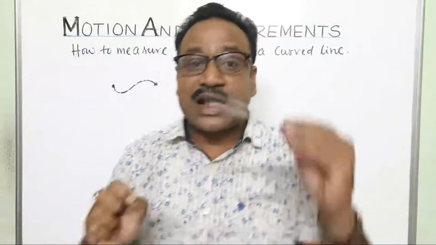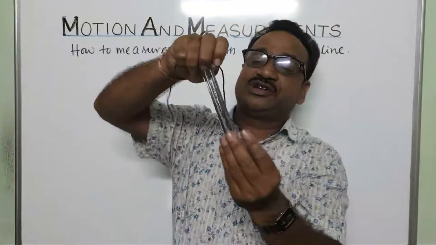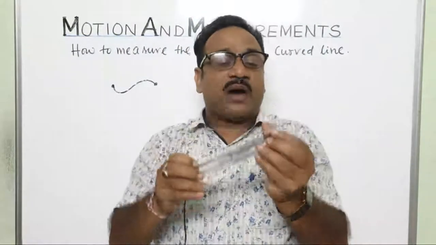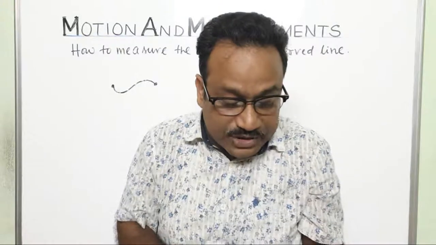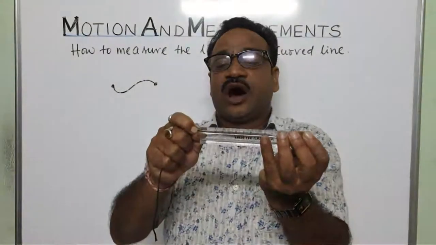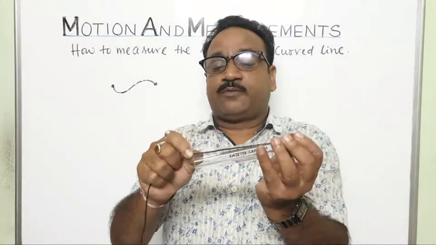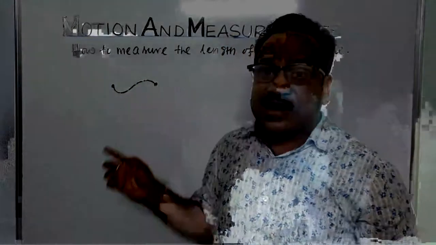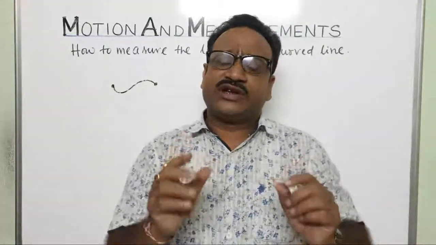Now I will use the scale. The 0 mark of the scale is at one end of the thread. Now this will be 15 up to this. My scale is a small one; if it were bigger, it would be 16 centimeters. This is the process of measuring the length of a curved line by using a thread.